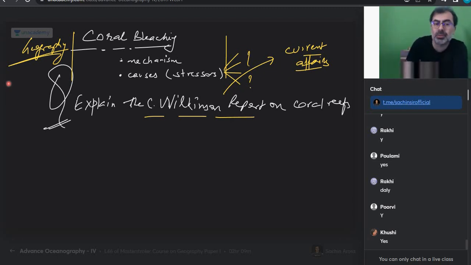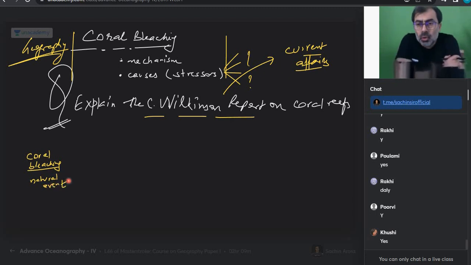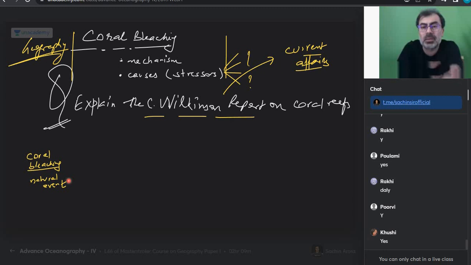So let me give you the story first. Coral bleaching is a normal event. Natural event. Get that? So species interact with each other. Yes or no? Species interact with each other. You've heard of competition. You've heard of mutualism. You've heard of predatory behavior. Yes. You've heard of symbiosis, symbiotic relationships. So they interact with each other. They come into association with each other, but that association can break.